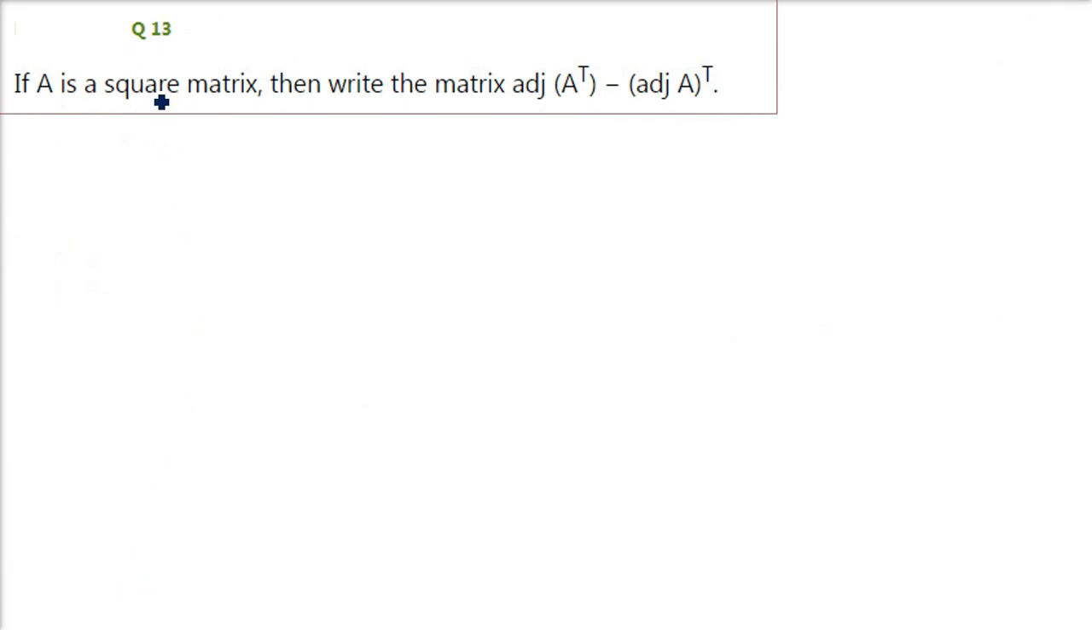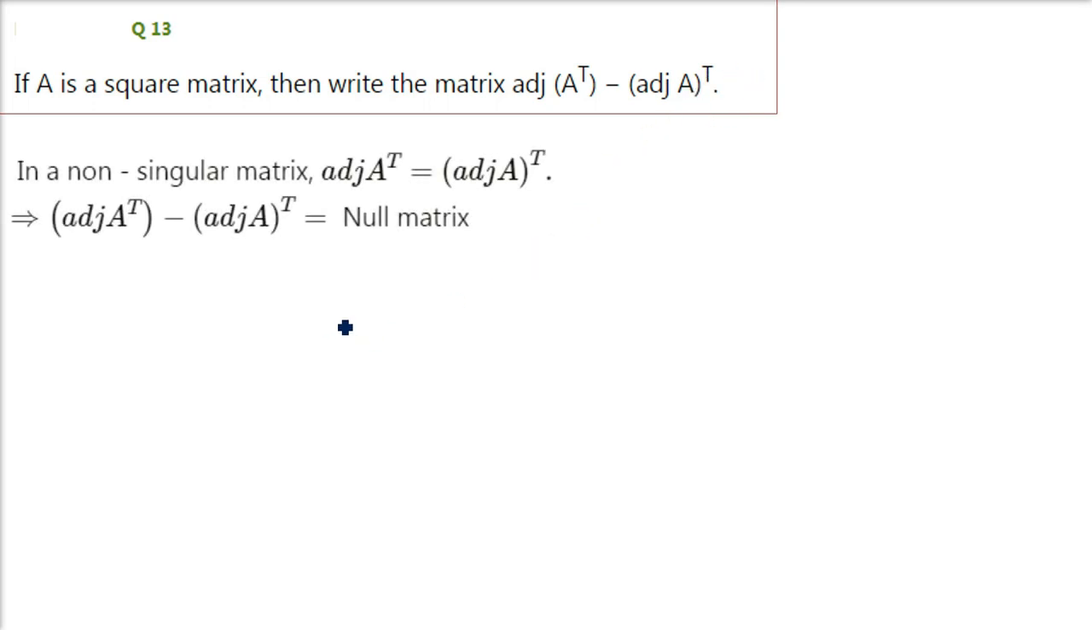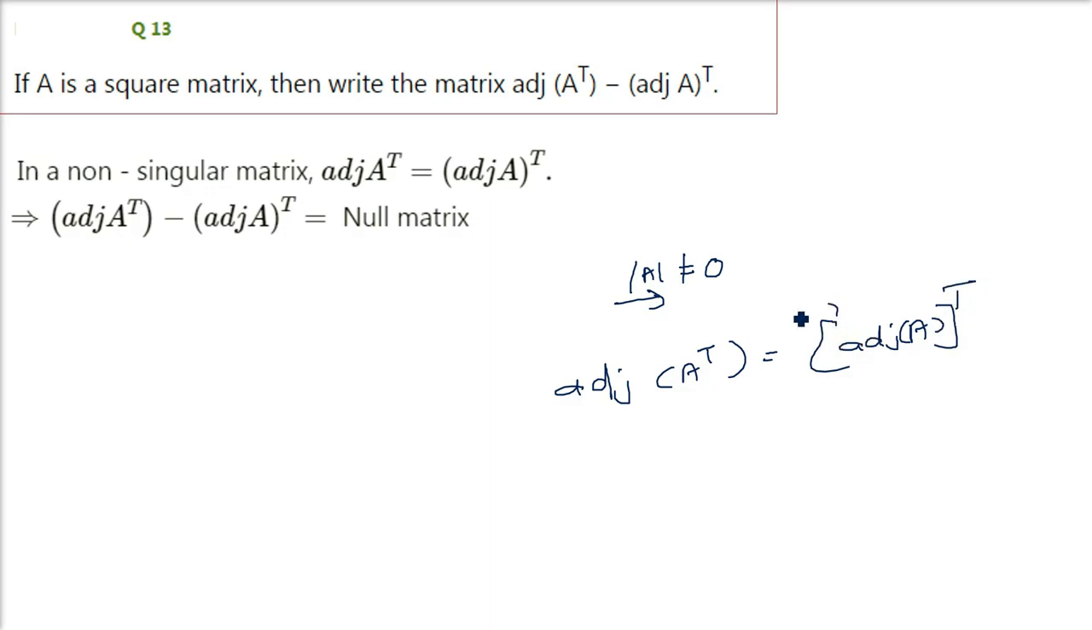If A is a square matrix, then write the matrix adjoint of A transpose minus the adjoint of A whole transpose. Okay. So let me tell you, when we were discussing the theory, I told you that when the determinant of A is not equal to 0, that means we have a non-singular matrix. So for the adjoint of A transpose, you take the A transpose and then find the adjoint, or you can find the adjoint of A and then transpose. Both of them are equal.